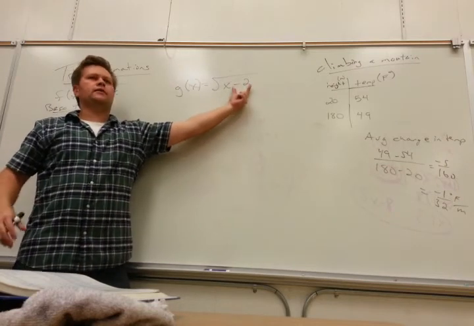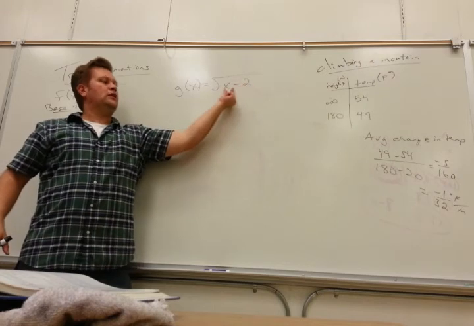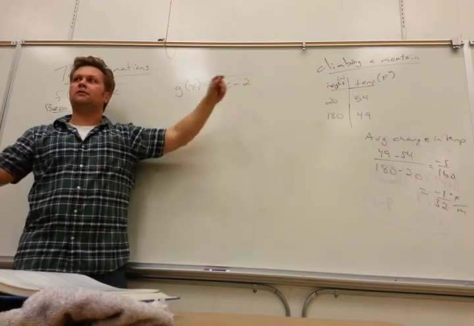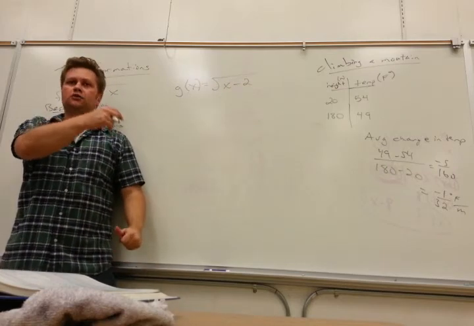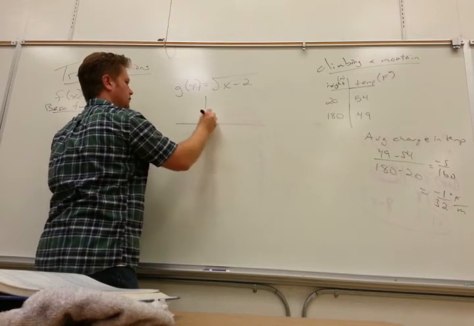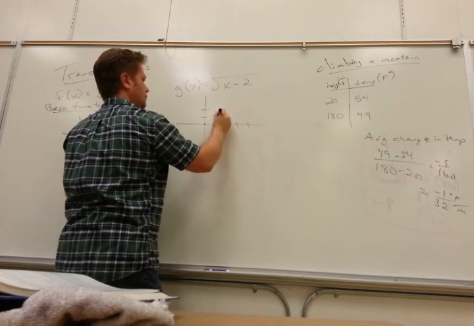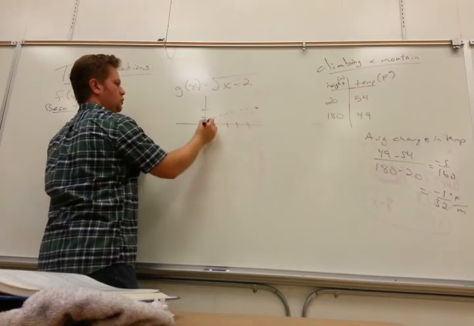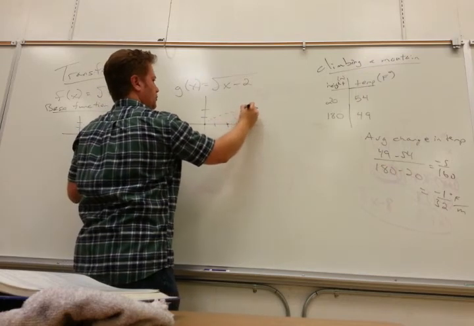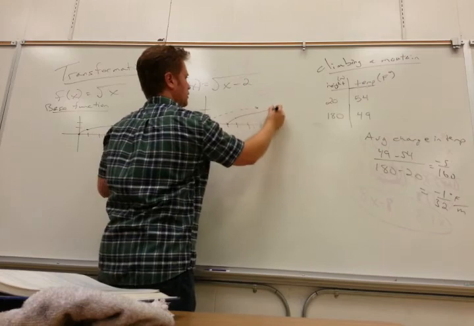So the funky thing about this, and this is a semi-evil little thing, but basically, if the number is in with the variable, it does the opposite of what it looks like. That's -2. It's actually going to make it go to the right 2. So my base function is this. It would move that point over 1, 2, that point over 1, 2, and that point over 2. And there's my shifted function.